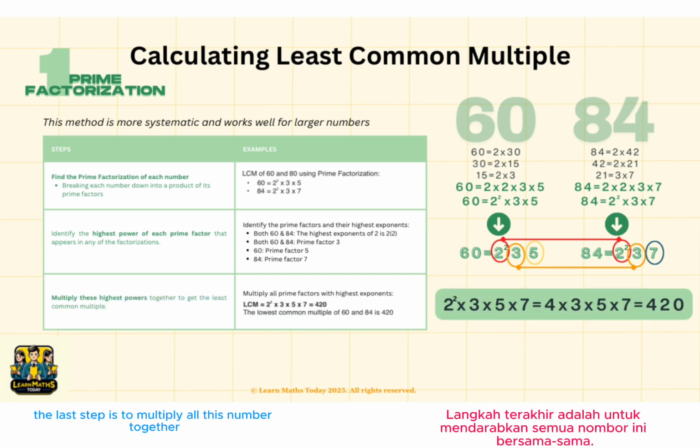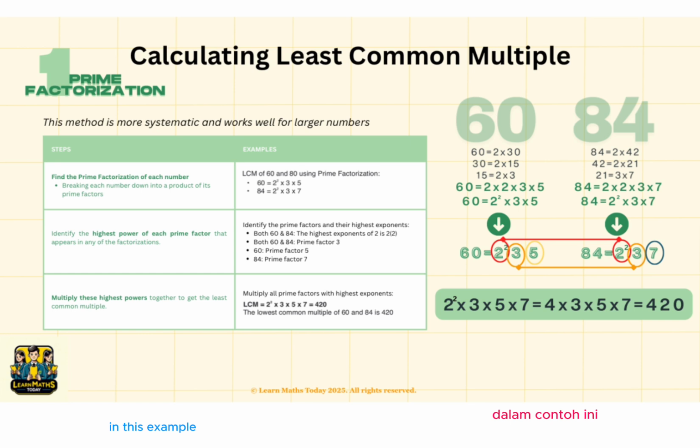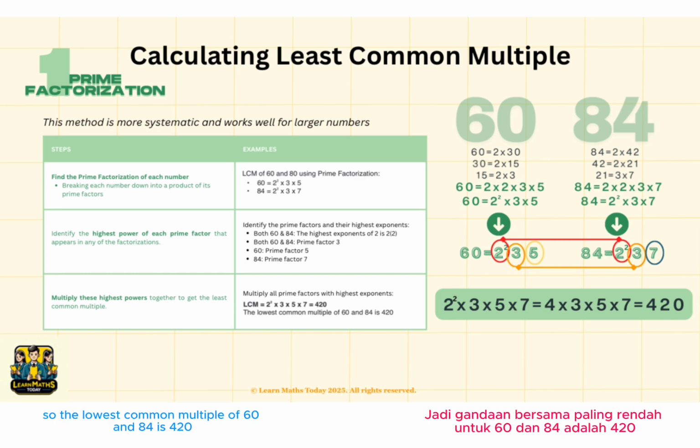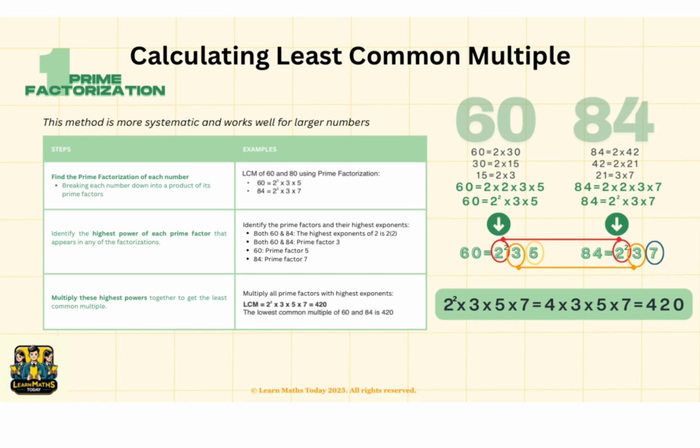The last step is to multiply all these numbers together. In this example, we will use 2 to the power of 2 times 3 times 5 times 7. That will give you 420. So the lowest common multiple of 60 and 84 is 420.